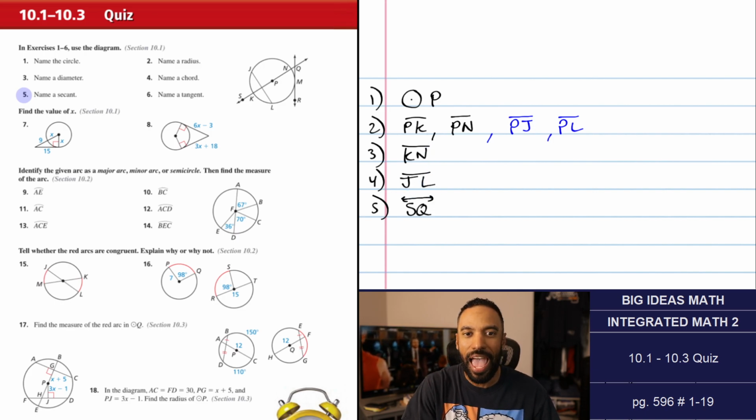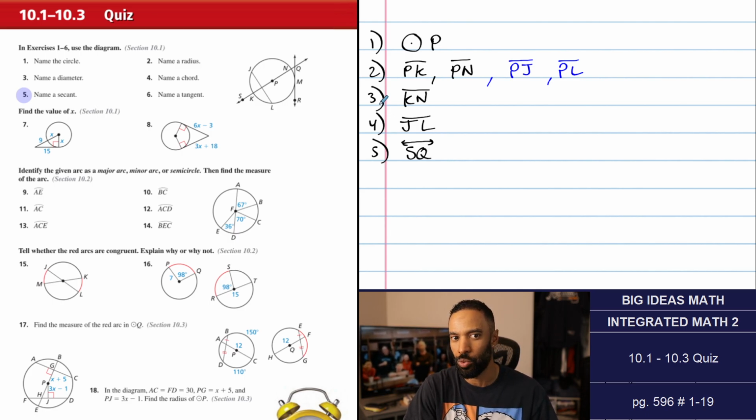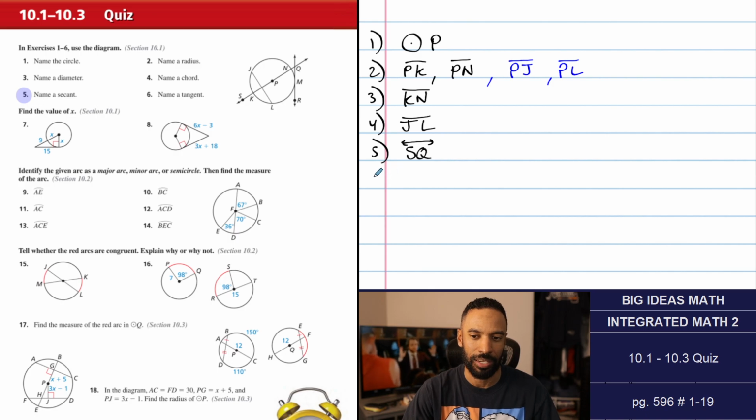I could name this any of those 2 points that are on this thing, and it would qualify. I could have called it SK, SP, SN, SQ, KP, KN, KQ, PN, PQ, or NQ. As long as I had a line on it, they would have all been good. And number 6, name a tangent.